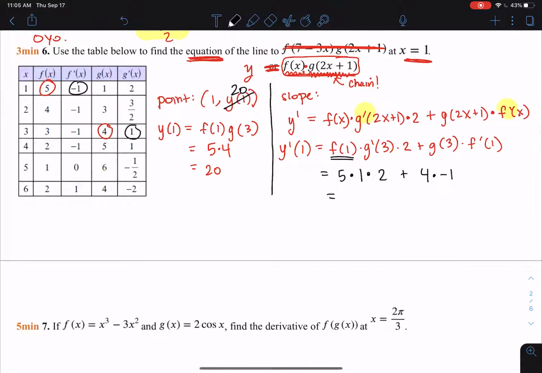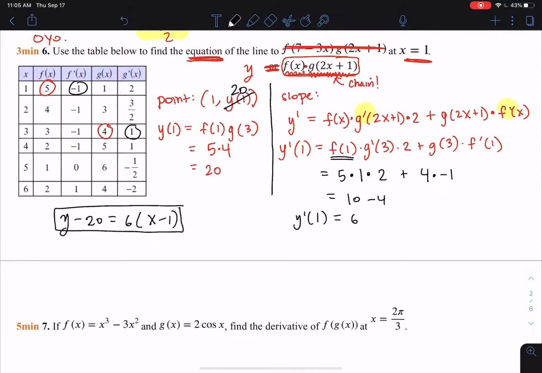Okay, let's finish. That's 10 minus 4. And so we found a slope, y prime, is 6. Last step, we found our point, we found our slope. Write your final answer. And we're done. Check that your work aligns with mine.